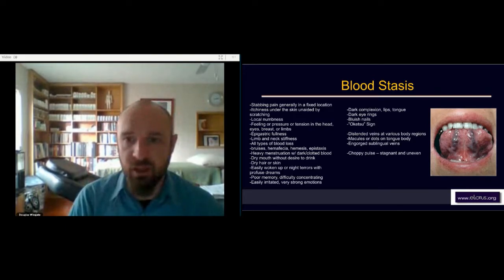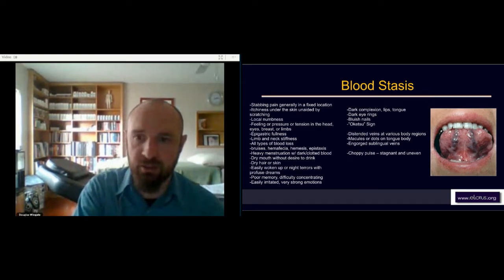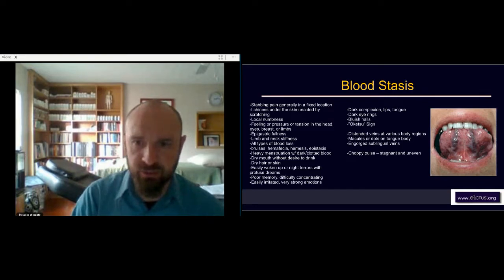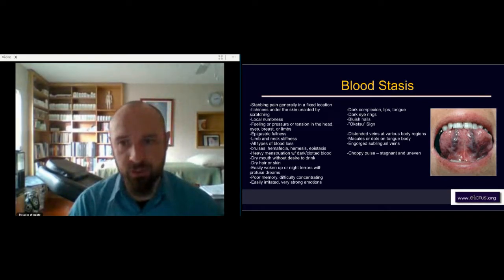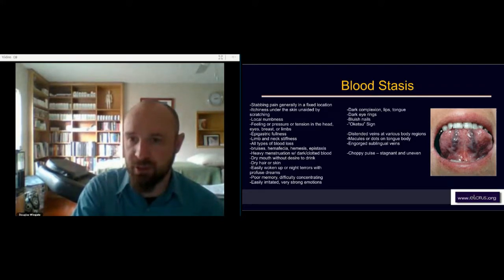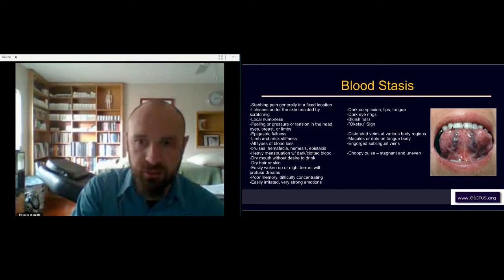You may find macules on the tongue. You get those sublingual veins, and you may find spider veins or distended veins along the body. Pulse-wise, you're typically seeing a choppy pulse, and so it's going to be uneven and very erratic in nature.